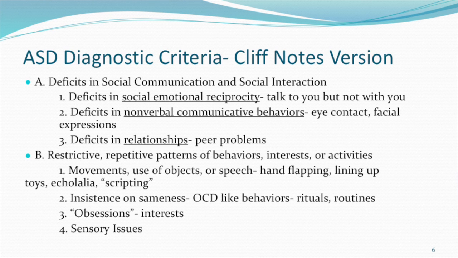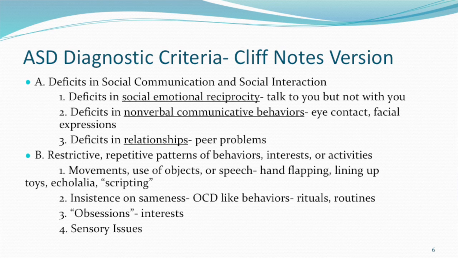This is the Cliff Notes version of DSM-5 diagnostic criteria for autism. Criterion A, deficits in social communication and social interaction. This might include deficits in social emotional reciprocity. These are individuals that talk to you or maybe at you, but not really with you. Deficits in nonverbal communicative behavior, including eye contact and facial expressions. Deficits in relationships, peer problems, marital problems.